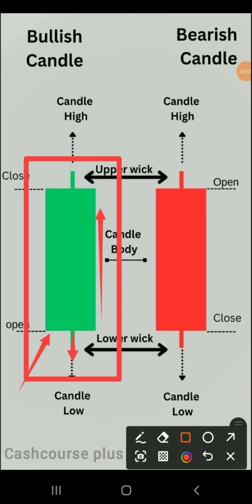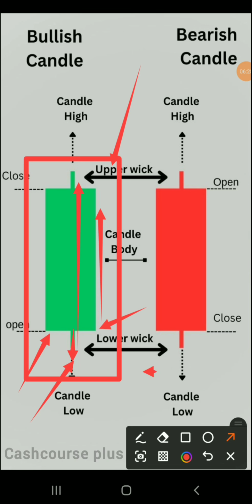reached as low as this point right here, but that doesn't mean that the price is still at that point. It's like a footprint telling you that the price once went to this level at the time this particular candlestick was being formed, but then the price went up again as high as this level.